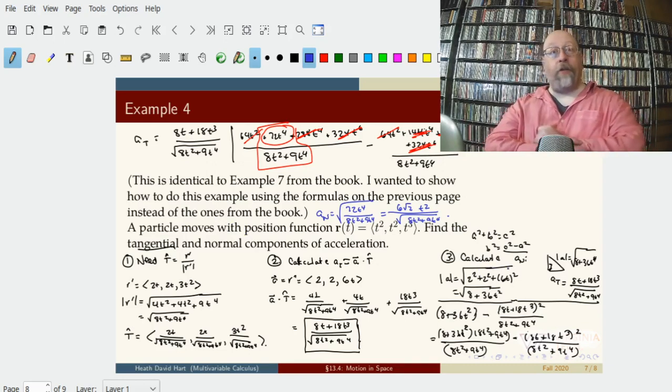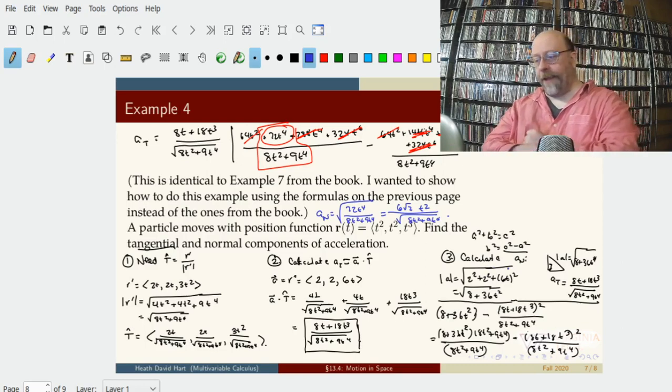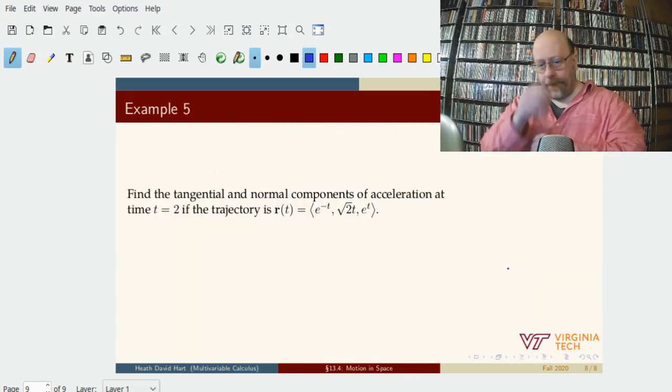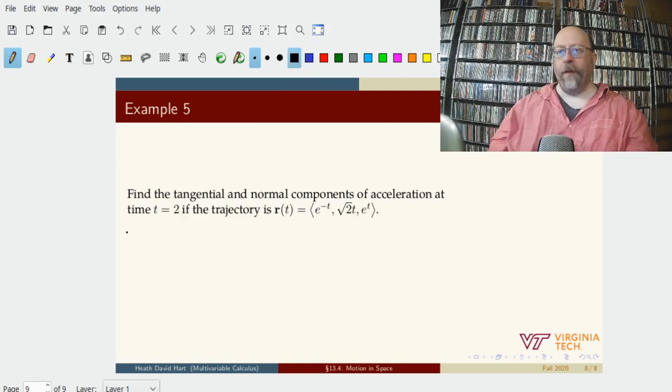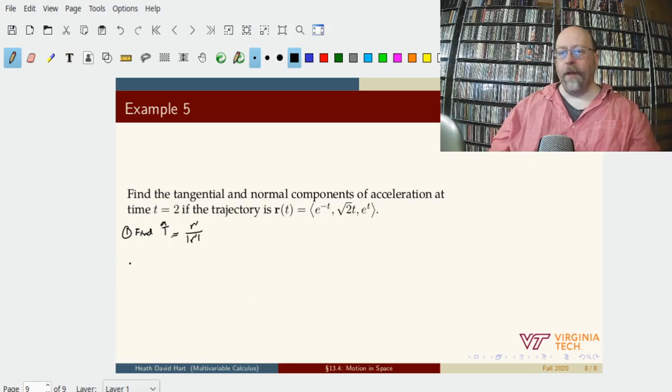Let's try another example and hope I don't screw this next one up. Okay? This example is not in the book. Just working through the same kind of problem with just a different trajectory. Find the tangential and normal components of acceleration at time t equals 2 for this trajectory. R of t is equal to this trajectory here. So the first thing we need to do is find the T vector. That's equal to r prime over the magnitude of r prime. Okay, so we can handle this.